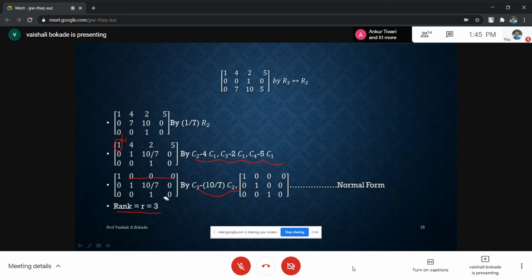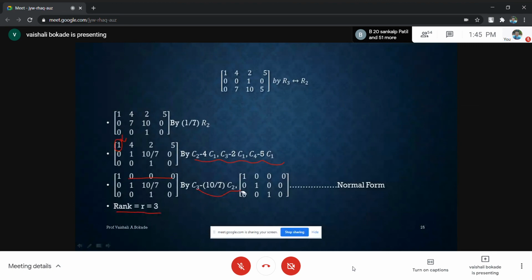Now I'm concentrating on R3. In R3 I have 0, 0, and the 3,3 place element as 1. If I had non-zero entries in R3 except at the 3,3 place, I would use the C3 column for converting the other entries in R3 to 0.